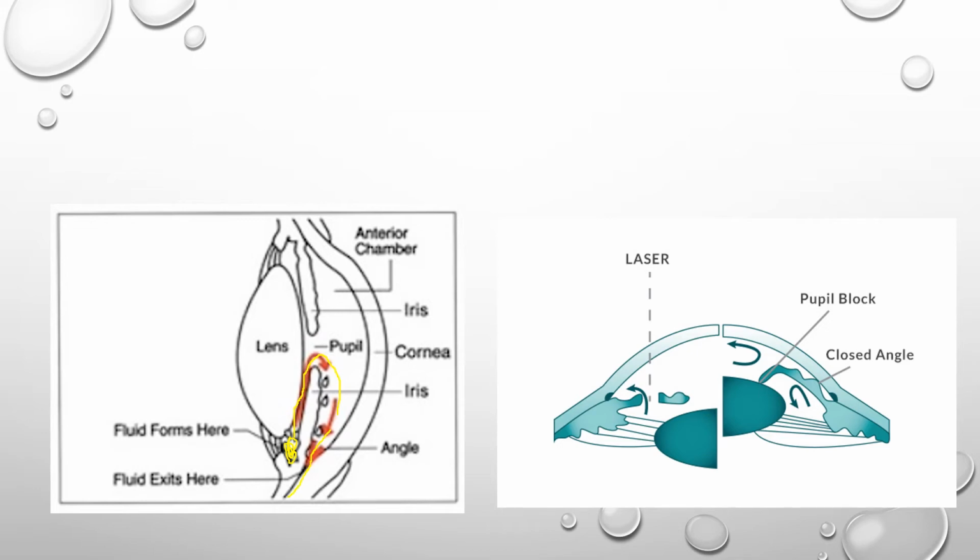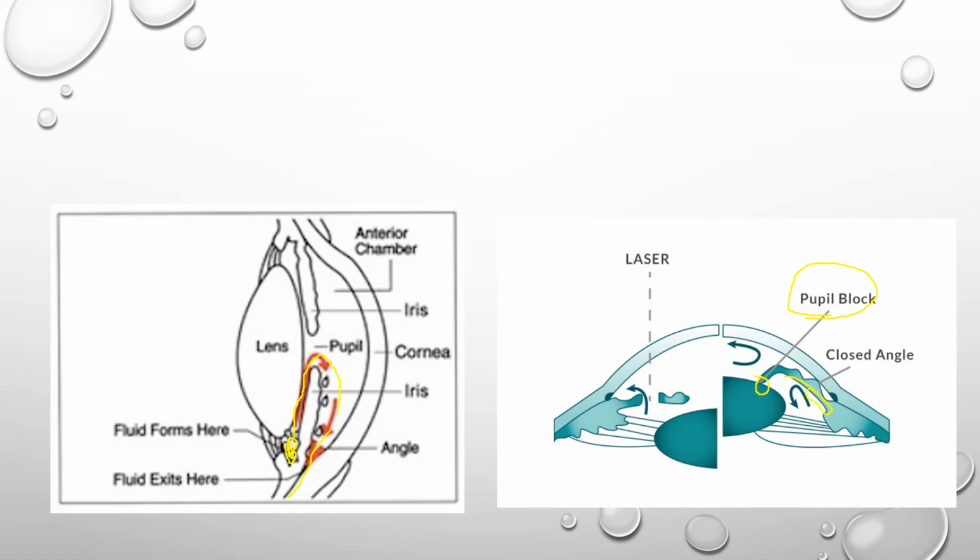But what happens in angle closure, or what happens in pupillary block? There's a condition that we call a pupillary block. What happens is that this part of the iris comes in contact with the lens. So there is accumulation of the aqueous humor in the posterior chamber. Now there is a bulging of the iris, right? This is the bulging of the iris.